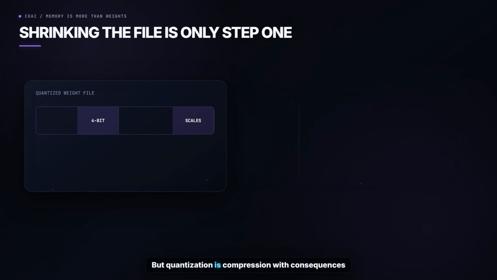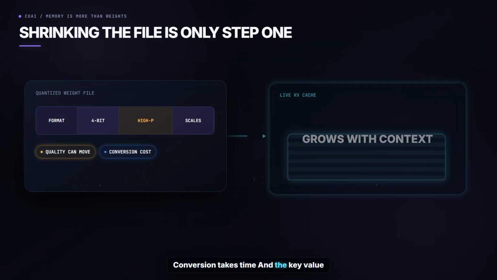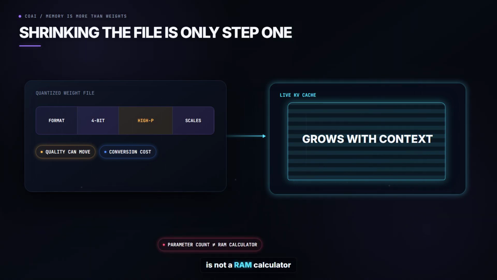But quantization is compression with consequences. Different formats support different hardware. Some layers may remain at higher precision. Quality can move. Conversion takes time, and the key value cache created while you use the model still consumes memory separately. This is why the model's parameter headline is not a RAM calculator.